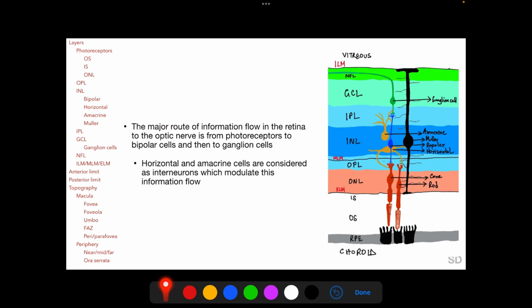The major route of information flow from the retina to the optic nerve is from the photoreceptors to the bipolar cells and from the bipolar cells to the ganglion cells. The horizontal and the amacrine cells are considered as interneurons which modulate this information flow.